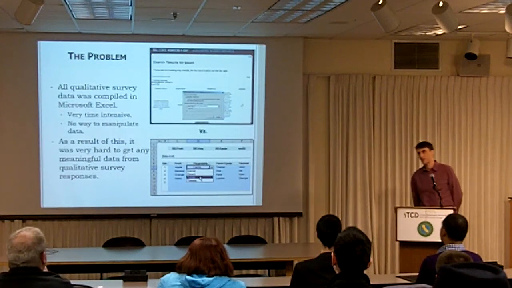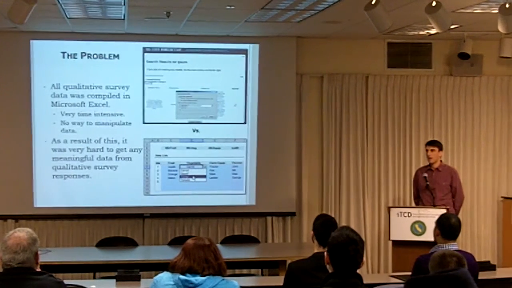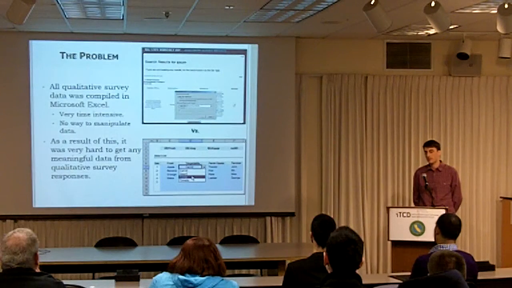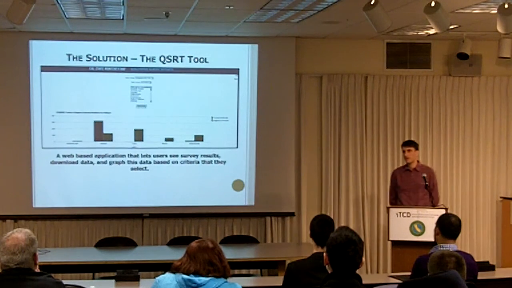You have to go through each individual comment, you have to tag them, and then you have to sort them and send them out in a final Excel form to whoever might be receiving them. It really wasn't a good way to do it. So the solution was the Qualitative Survey Reporting Tool, or QSRT for short.